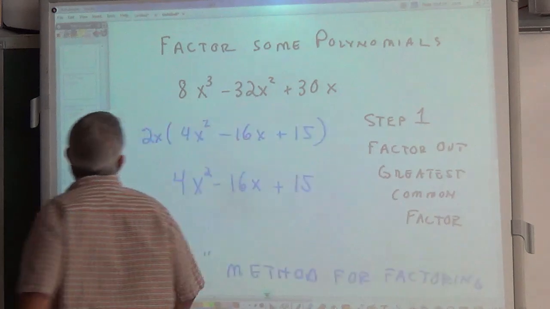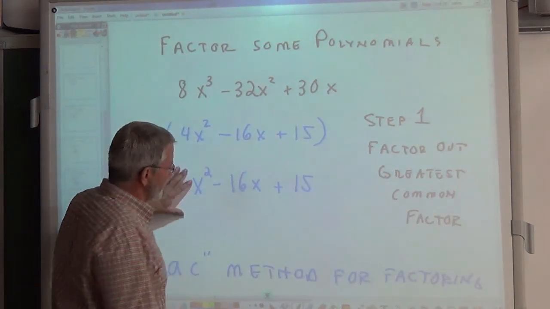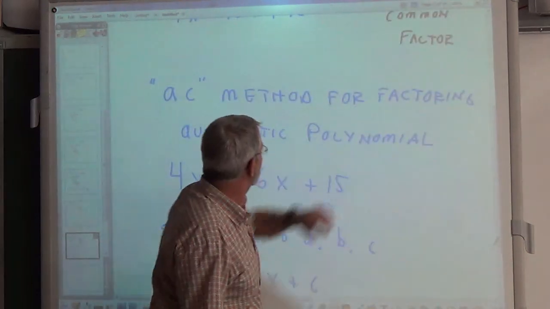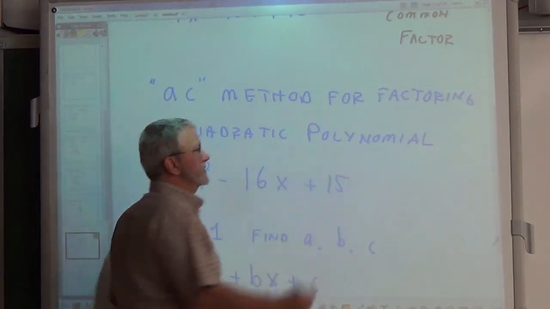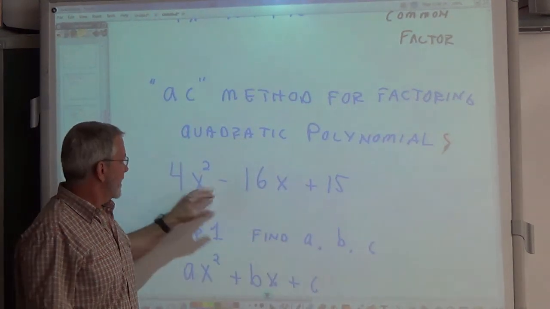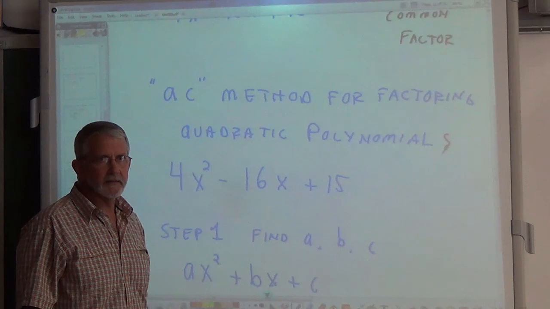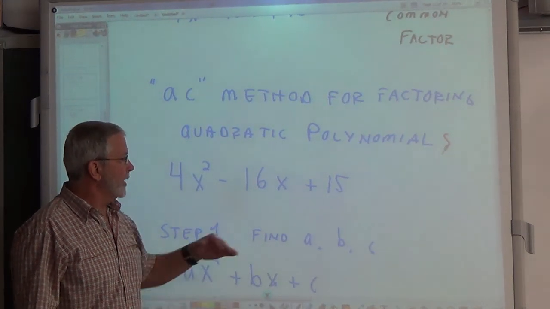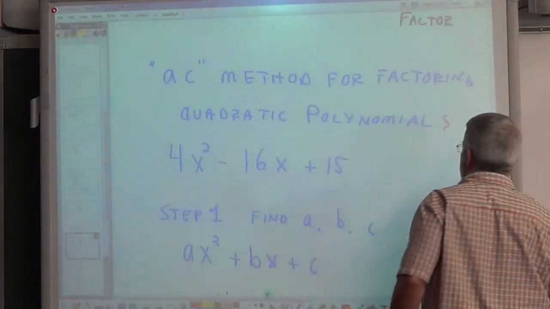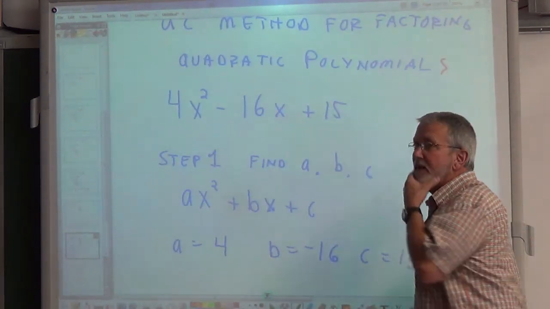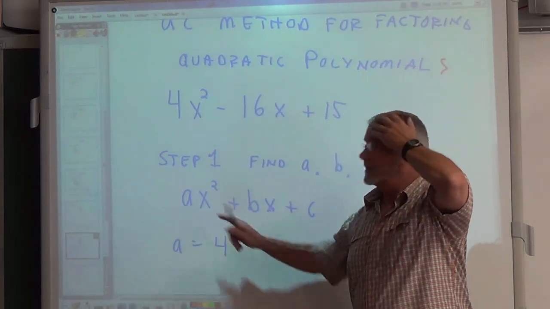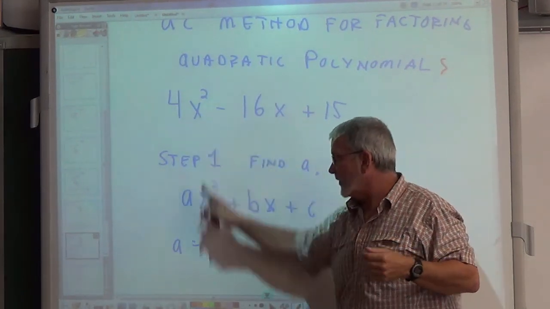So I'm going to go over the AC method for factoring quadratic polynomials, this one specifically: 4x squared minus 16x plus 15. Step one is find the a, b, and c. We're going to need this in the next section because we're going to be talking about the quadratic formula. All quadratics are written ax squared plus bx plus c. These are arbitrary. In this particular case, a is 4.